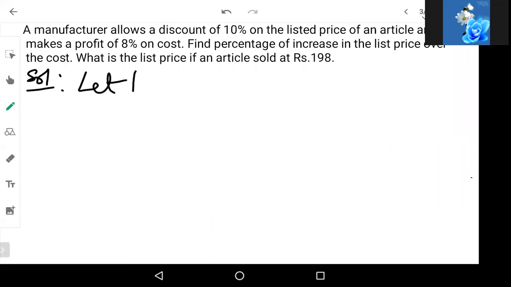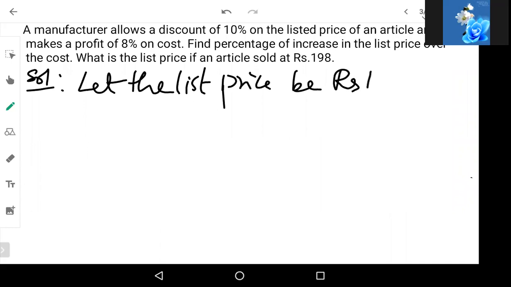Let the list price be rupees 100. Now why are we taking this as rupees 100? Everywhere there is 10%, 8% on cost. Since they have given us percentages, we are considering the list price to be 100 so that we will be able to compare the prices and find the actual list price of the article. So firstly, the list price of the article is assumed to be rupees 100.